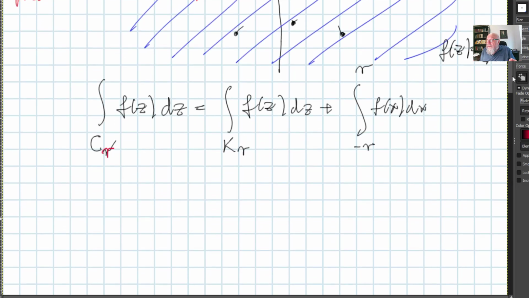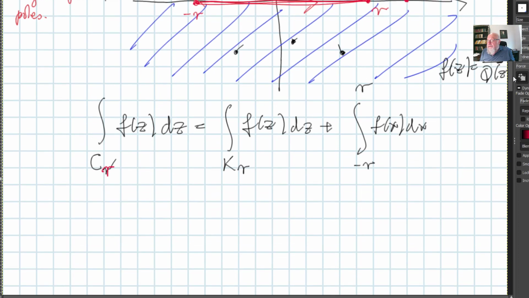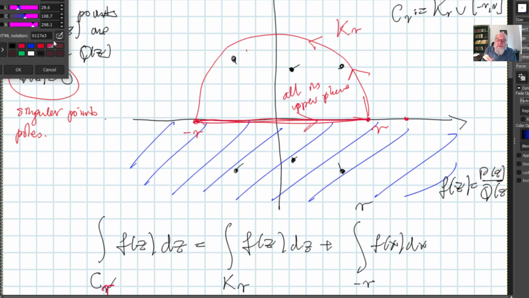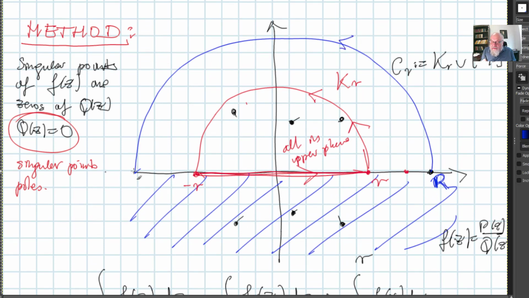So now, what happens if I take a different circle, for example a larger circle? I take another, bigger circle, and I put here capital R. I take this circle, and then I take that integral. So this is my contour CR.